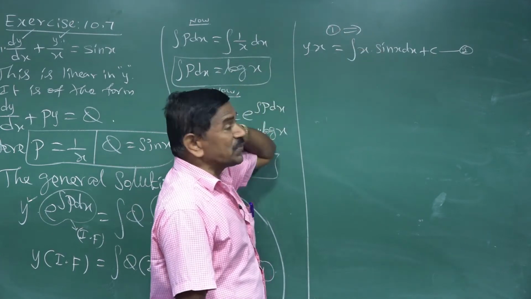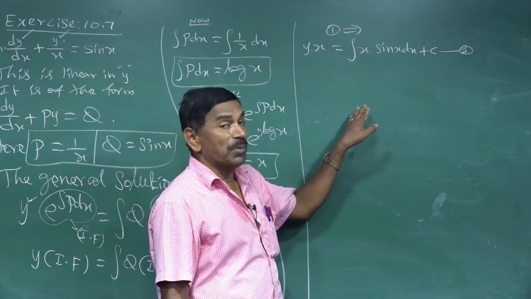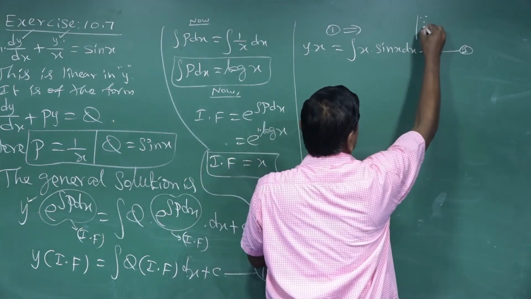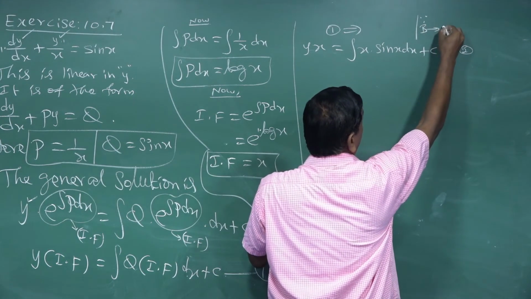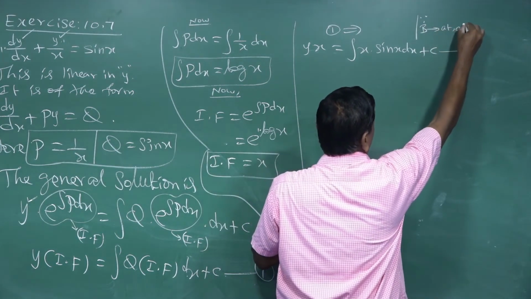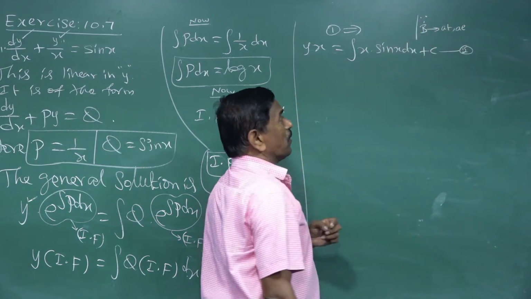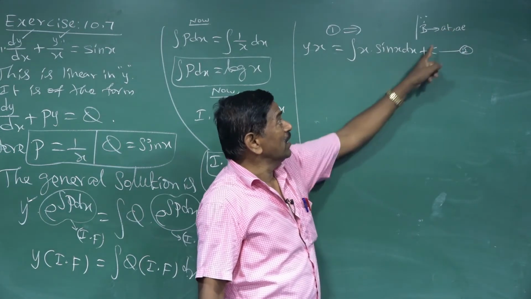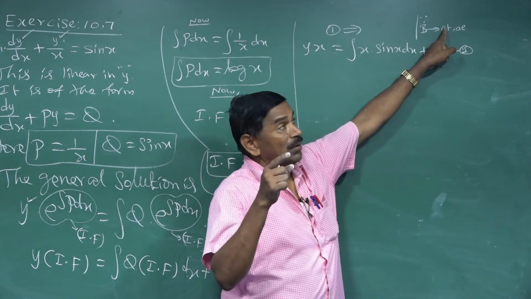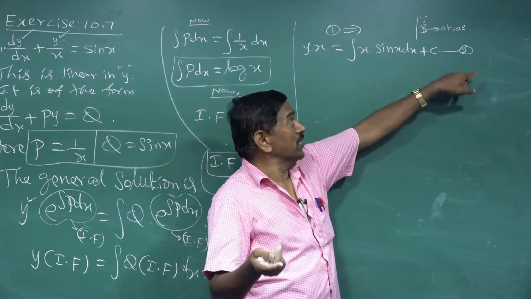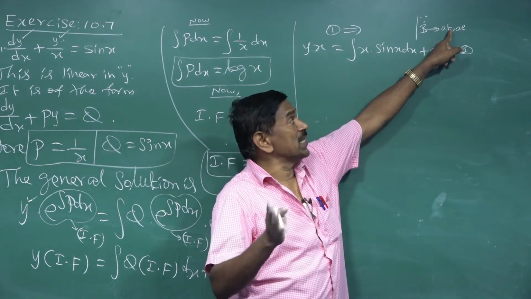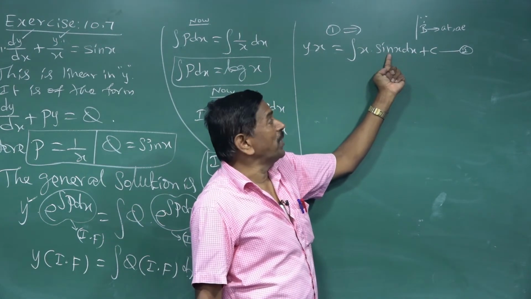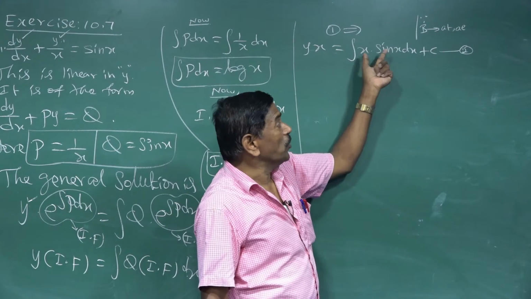When can we use Bernoulli's formula? Bernoulli's formula is for AT and AE. For AT and AE, we can use Bernoulli's formula. AT means A is algebraic, T is trigonometric. Algebraic means x square, x cube, likewise. And T means trigonometric: sin x, cos x, sin 2x, cos 2x, likewise. So x is algebraic and sin x is trigonometric, so it is of the form AT. So we can use Bernoulli's formula.